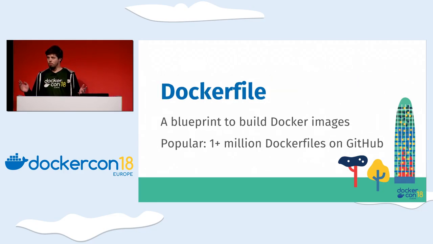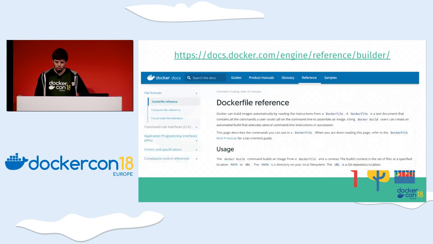So, obviously, I'm assuming most of you know what a Dockerfile is, but for the sake of completeness, it's basically just a blueprint to build Docker images, and it's very popular. There's over 1 million Dockerfiles on GitHub, and most likely its popularity is due to its simplicity. It's very simple, easy to understand. I won't go into all the details of each Dockerfile instruction, so I just put a link to the documentation if you're interested.